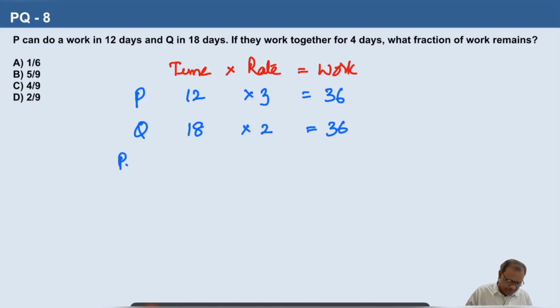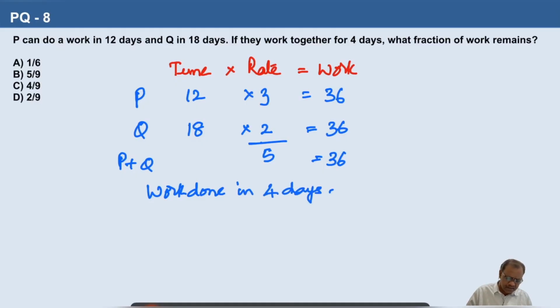P plus Q. So total work 36 units. This is 3 plus 2, 5 units. So they can do 5 units per day. They are working for only 4 days, so work done in 4 days we have to find out. Work done in 4 days is 4 into 5, 20 units of the work is completed.